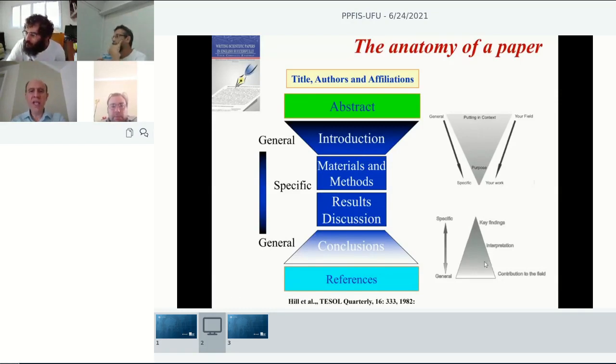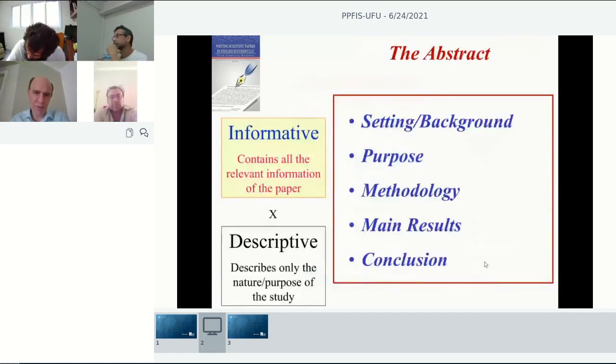So there are two ways to write an abstract. One is descriptive, in which you describe what you have done, the nature or purpose of the study, but you don't mention the main contributions, you don't mention the main results. This way of writing an abstract is not adequate for an original paper. So if the paper is for original work, this descriptive way is not adequate.